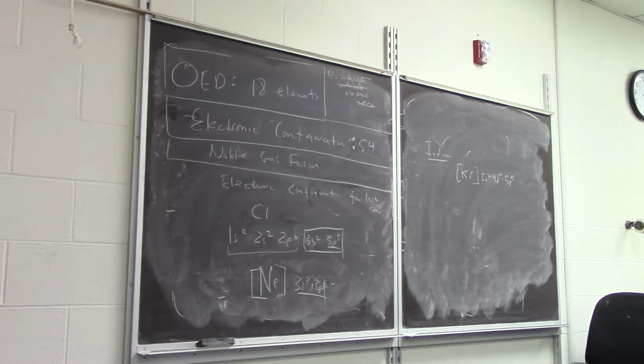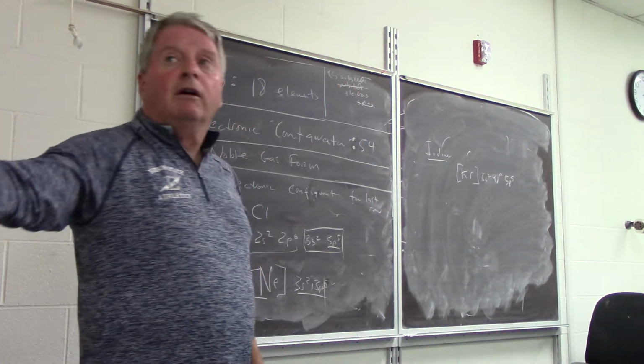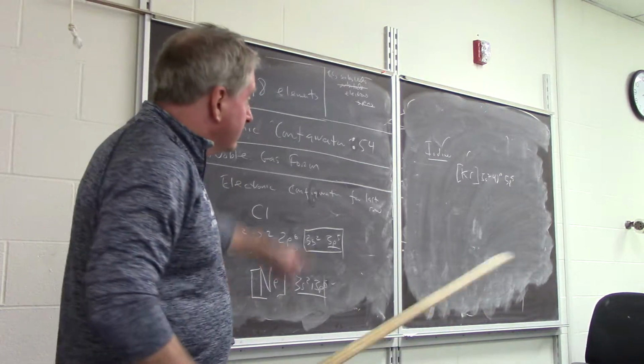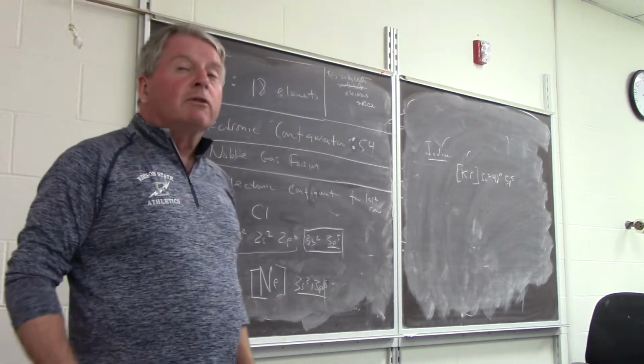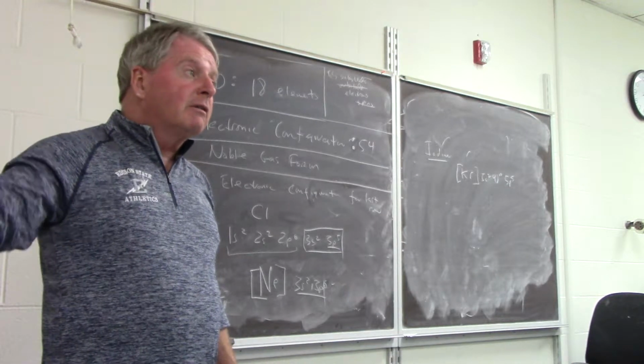Now, if you look at the periodic table, maybe even your own periodic table, you notice that's what they have. If I look at iodine, it has Kr, 4d10, 5s2, 5p5. Same thing up there. So the periodic table has that information right there.